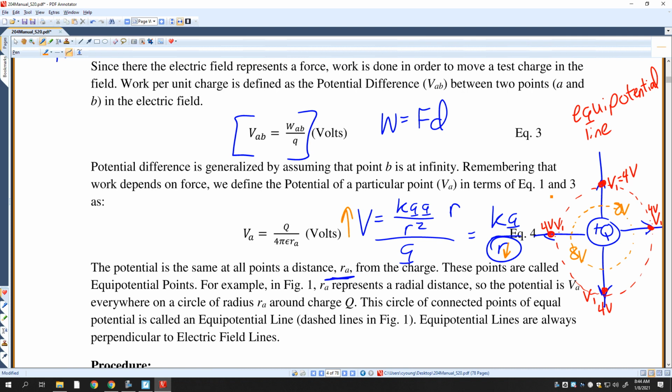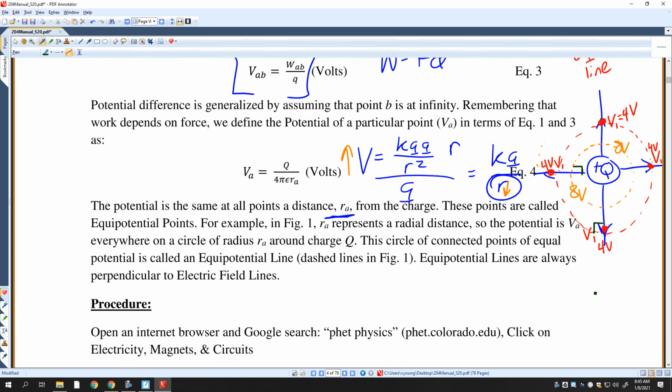All right, and then likewise I can have an equipotential line out there. Equipotential lines, notice, are always perpendicular to the field lines. They're perpendicular there, they're perpendicular there. And that's all. Okay, so next we'll get into the procedure. I'll show you how to use the FET.